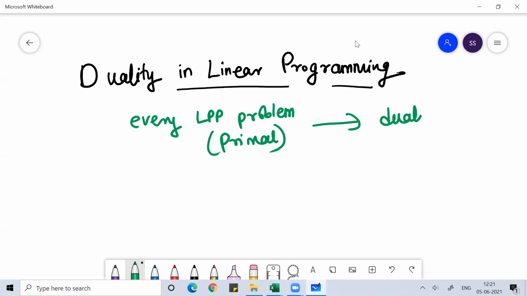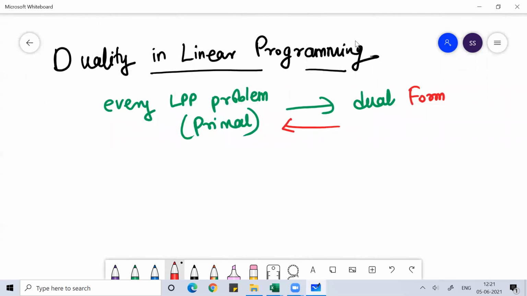This concept of converting any LPP problem into a dual form, or converting the dual form of an LPP problem to the primal form, is called the concept of duality. So you will say, okay, sir, I understood you can convert an LPP problem into another form of LPP problem, and if you solve either one you'll get the same answer. All that I understood. But what is the need of doing it? Now the question is why you should do that, sir.